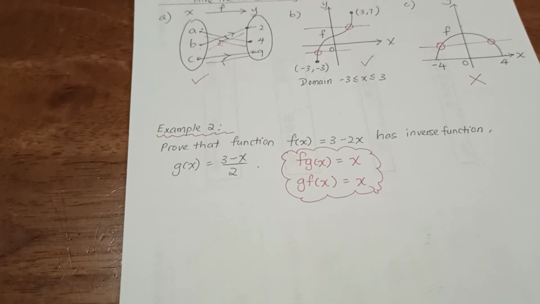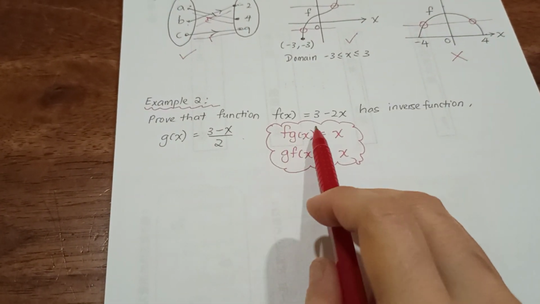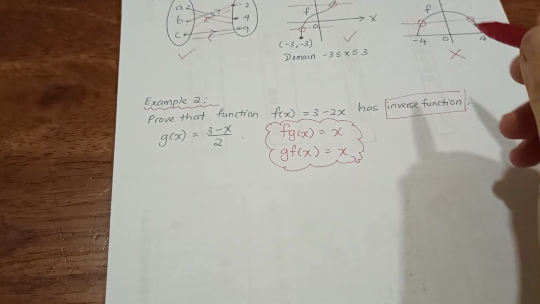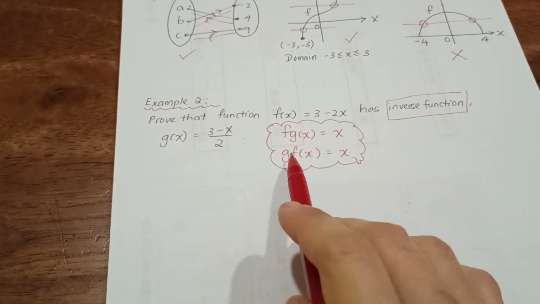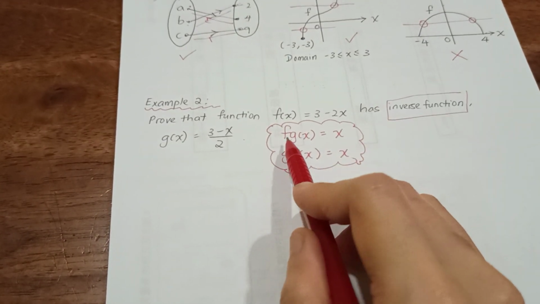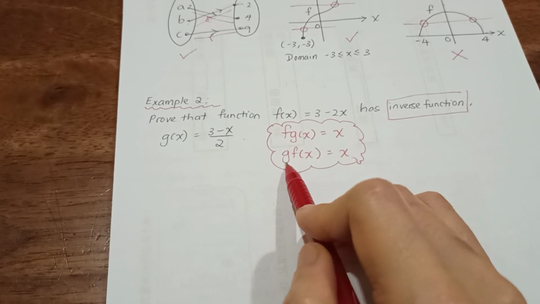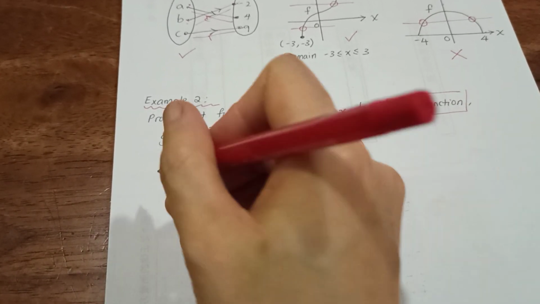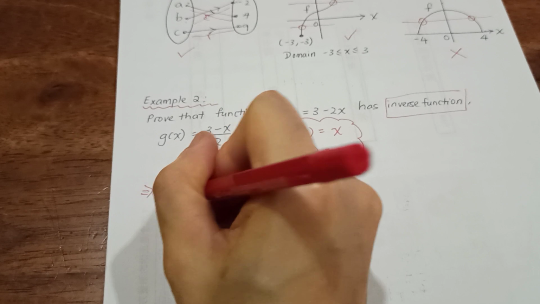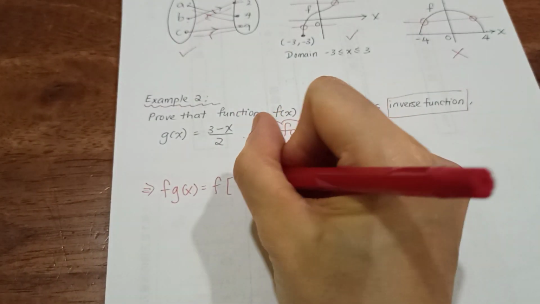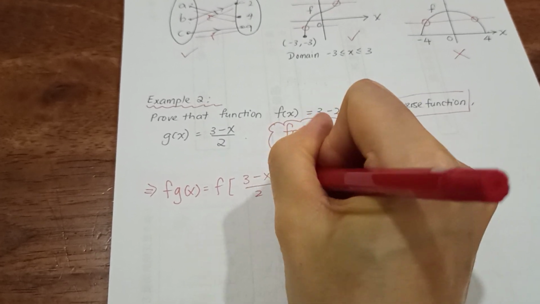Okay, for this one, prove that the function has an inverse function. If you want to prove a function has an inverse function, you have to find the composite functions. Find fg equals x, and at the same time gf must equal x. So fg(x) equals f, insert our g. Our g is (3 minus x) over 2.